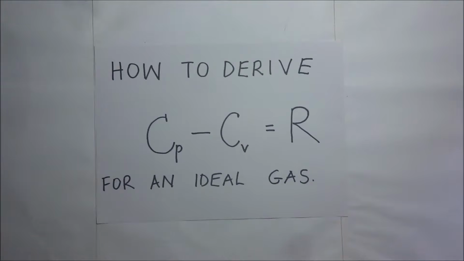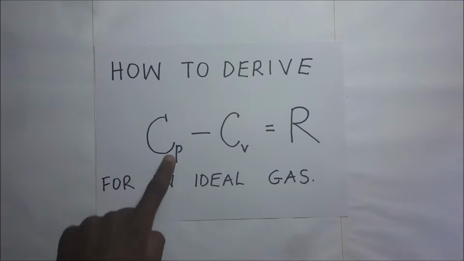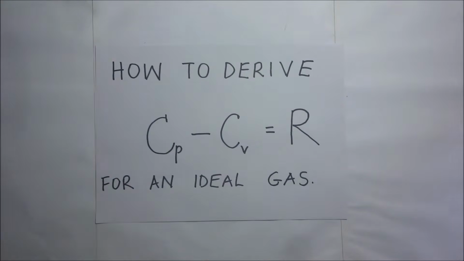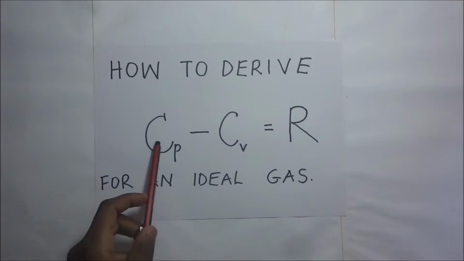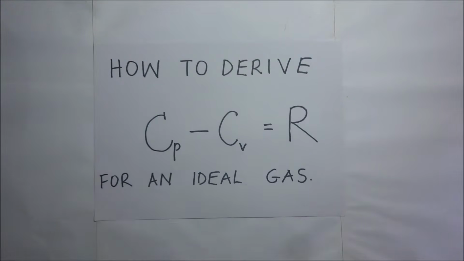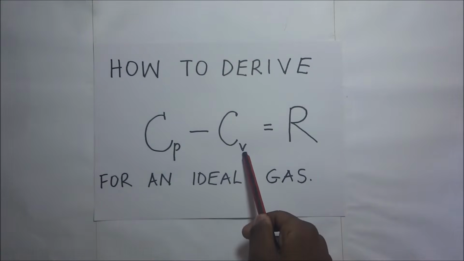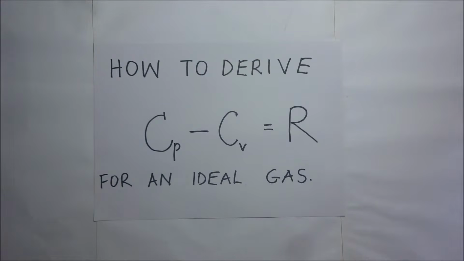How to derive Cp minus Cv is equal to R for an ideal gas. Now what is Cp? What is Cv? Of course R is a constant. Cp, or C subscript P, is the principal molar heat capacity at constant pressure. And then C subscript V is the principal molar heat capacity at constant volume.